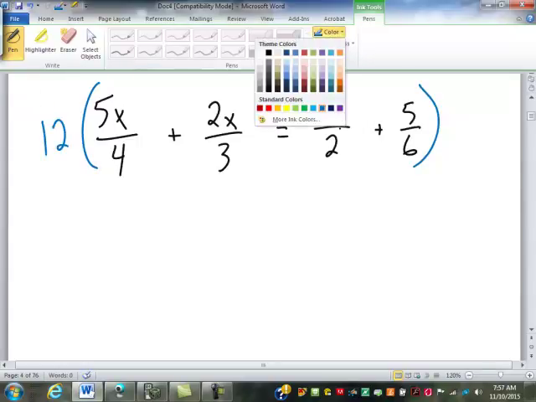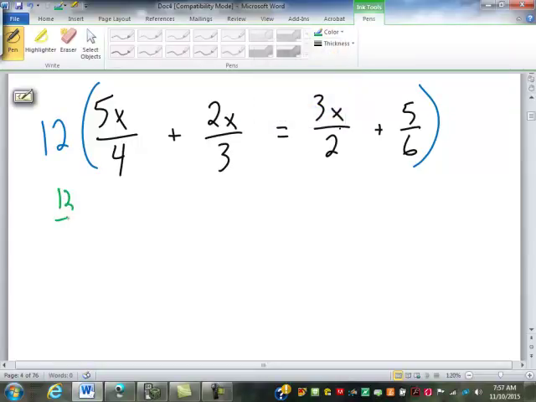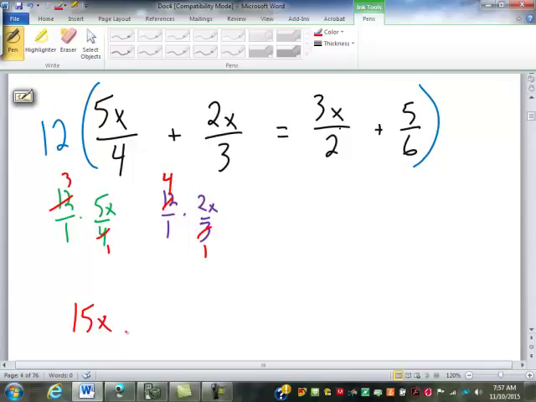So let's do this out piece by piece. So 12 over 1 times 5x over 4. Now I could multiply it out and then divide it, but I am going to cross cancel here to save myself a little ink. So this is going to be 1 and 3. Both the 12 and 4 divided by 4. So 3 times 5x is 15x. Then 12 over 1 times 2x over 3. Again, 3 and 12 divide up, give me 1 and 4. 4 times 2x is 8x.